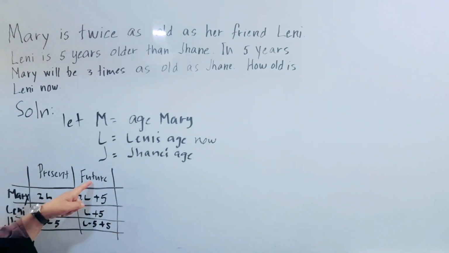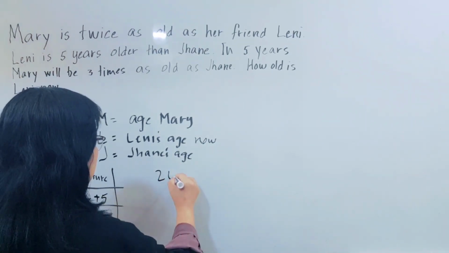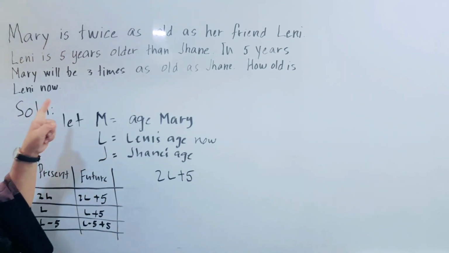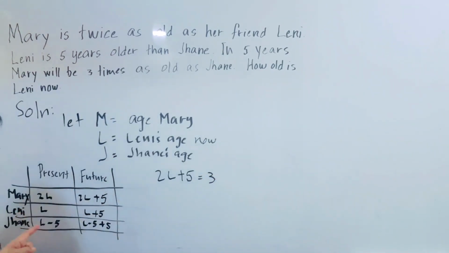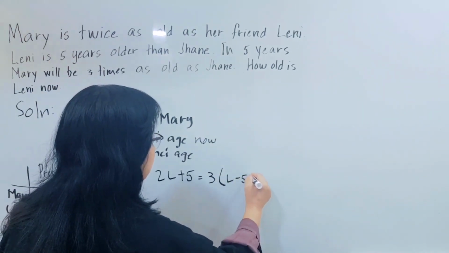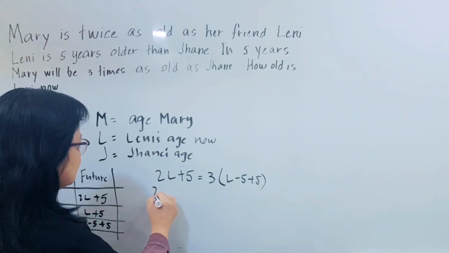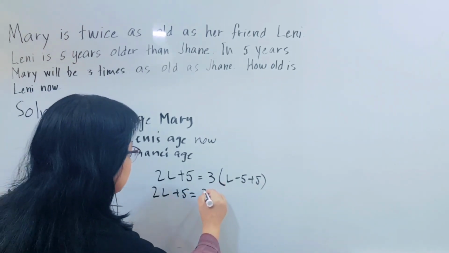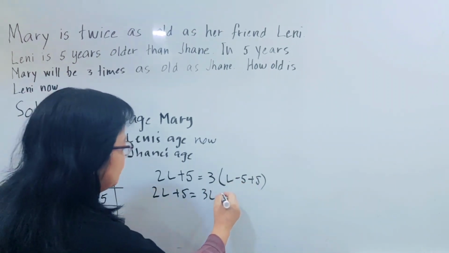That means in 5 years, these are their ages. So Mary's age is equal to 2L plus 5 and is equal to 3 times the age of Jane. So what is the age of Jane in the future? It's equal to L minus 5 plus 5. Therefore, we can simplify this one. 2L plus 5 is equal to 3 times L, which is 3L. And 3 times 0, because minus 5 plus 5 is 0.